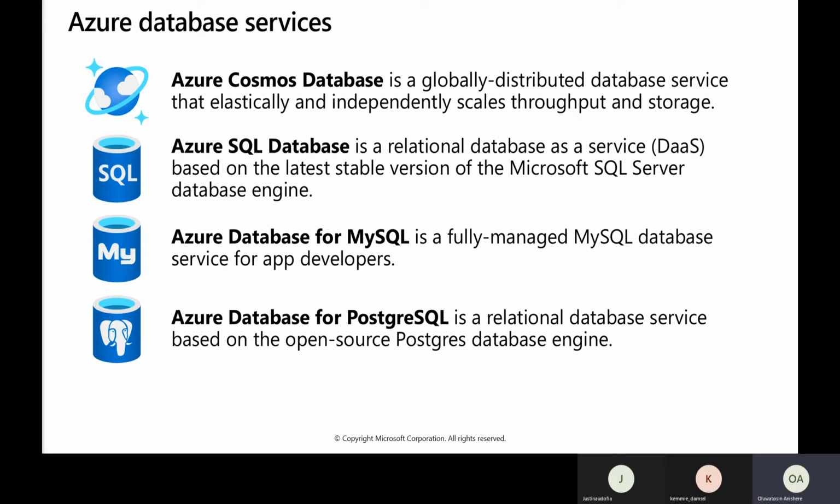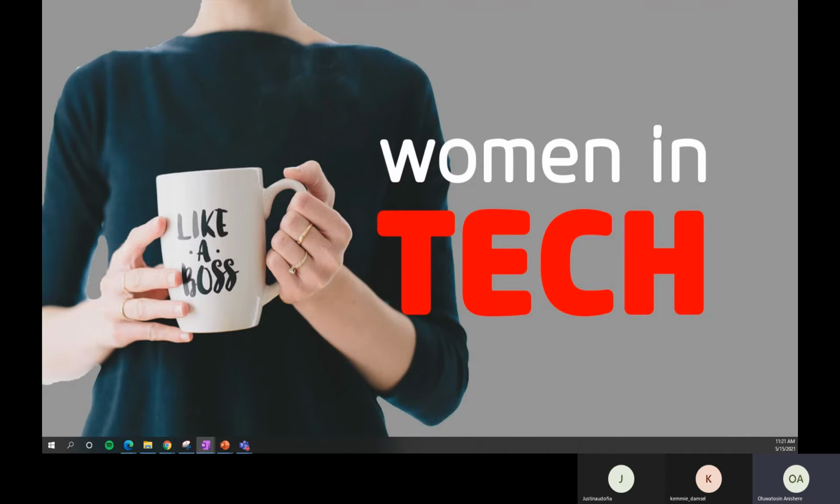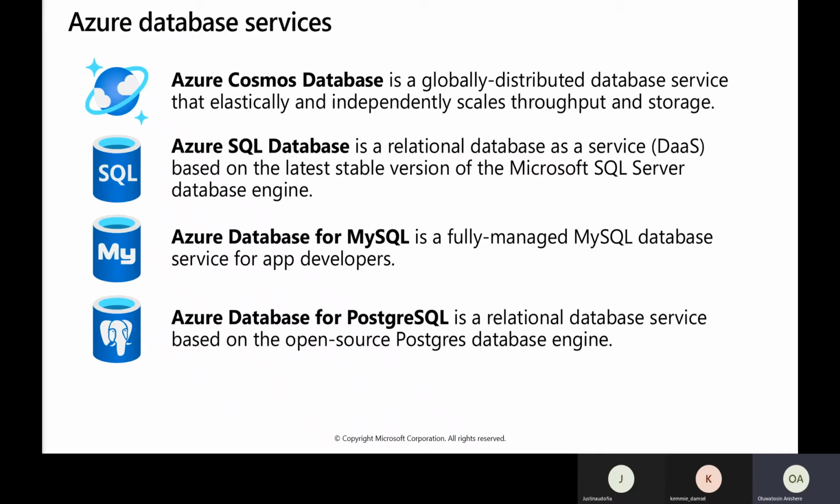So next here, we have Azure Database Services. For the database services, here we have the Azure Cosmos DB database. We have SQL database, Azure Database for MySQL, Azure Database for PostgreSQL. So let's look at each of them one after the other.